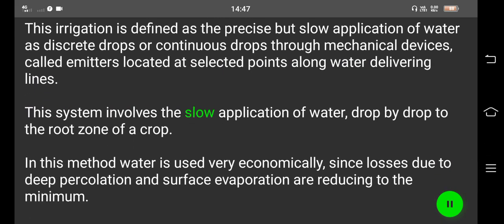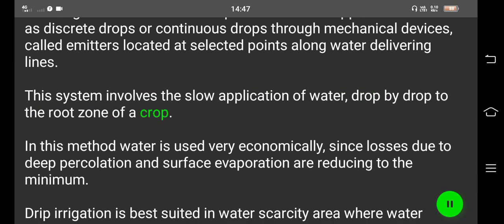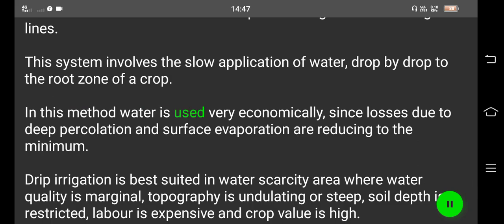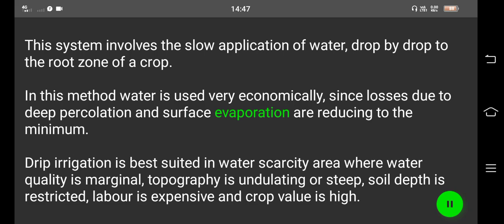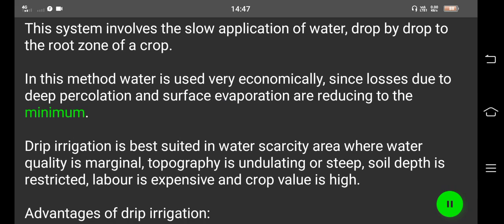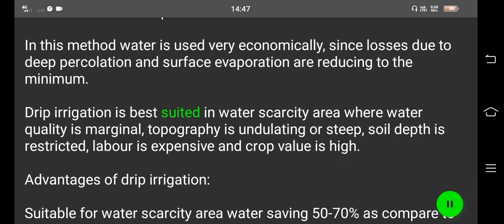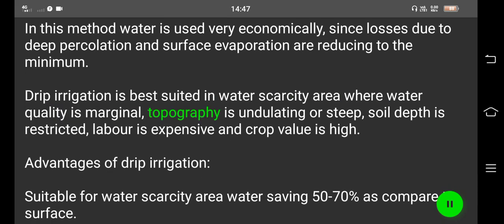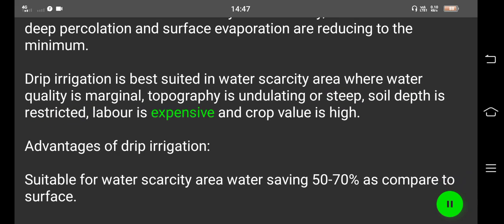This system involves the slow application of water, drop by drop, to the root zone of a crop. In this method, water is used very economically, since losses due to deep percolation and surface evaporation are reduced to the minimum. Drip irrigation is best suited in water scarcity areas where water quality is marginal, topography is undulating or steep, soil depth is restricted, labor is expensive, and crop value is high.